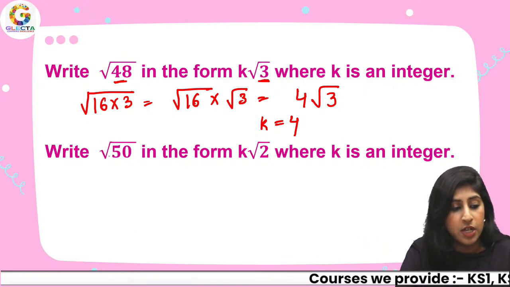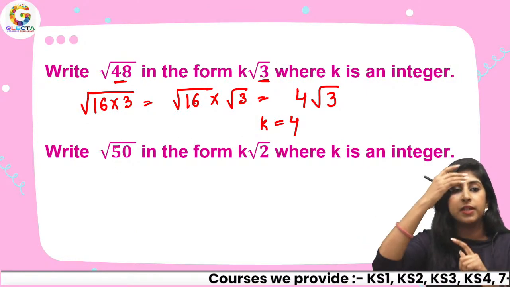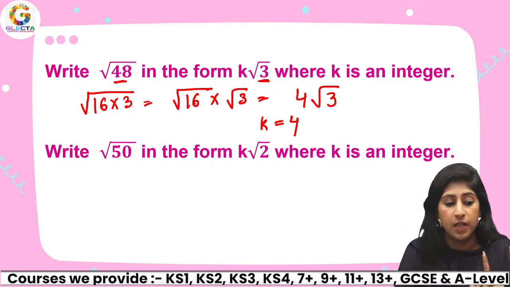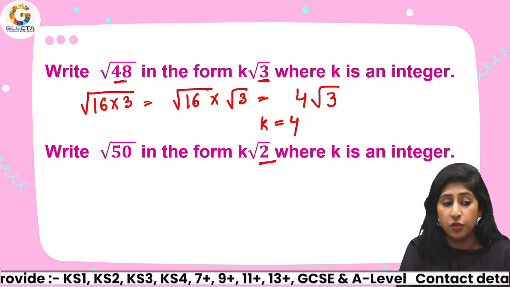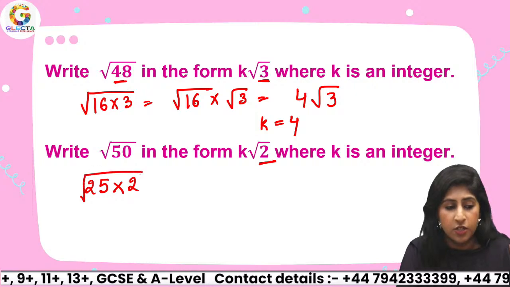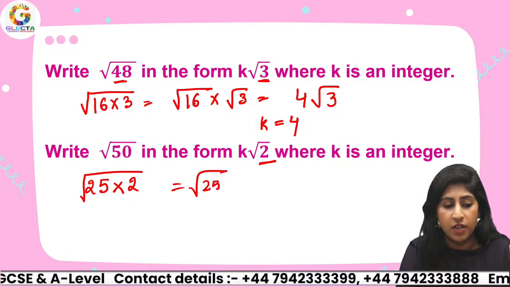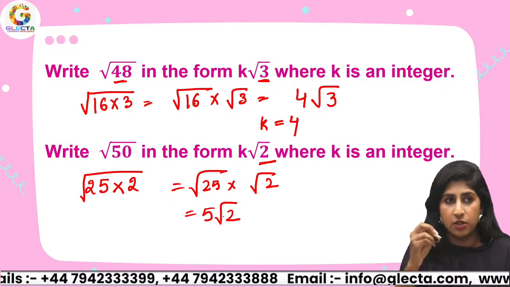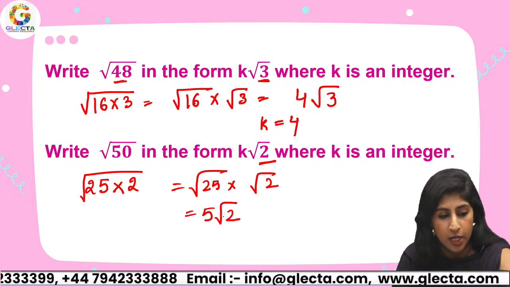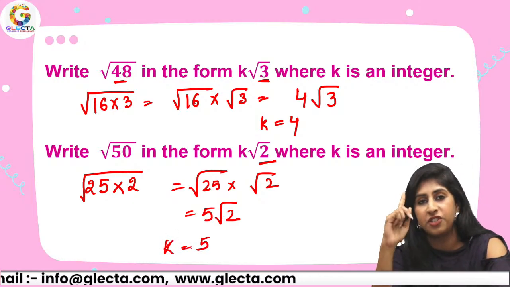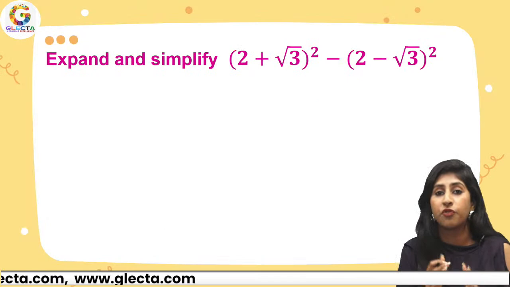Now over here, square root 50. Can you guys answer me? Has anybody done the answer? What would be square root 50? If I want to write it as a multiple of 2, 50 is 25 times 2. So it is square root 25 times square root 2, which is 5 surd 2. That would give me the answer. Alright, so over here k equals 5. That's the first category of questions that I discussed from surds.